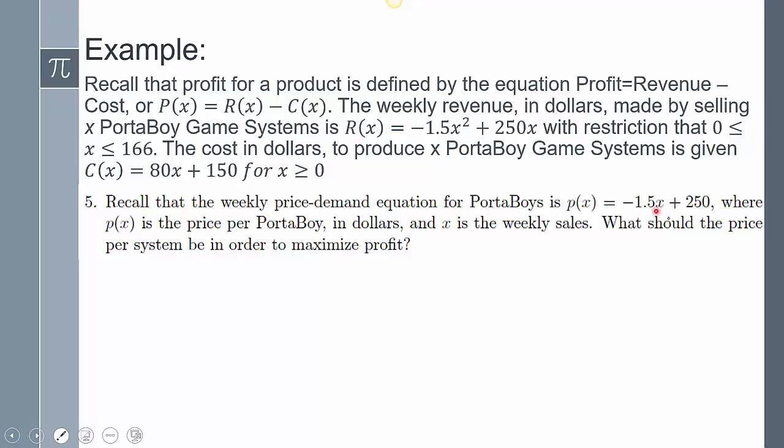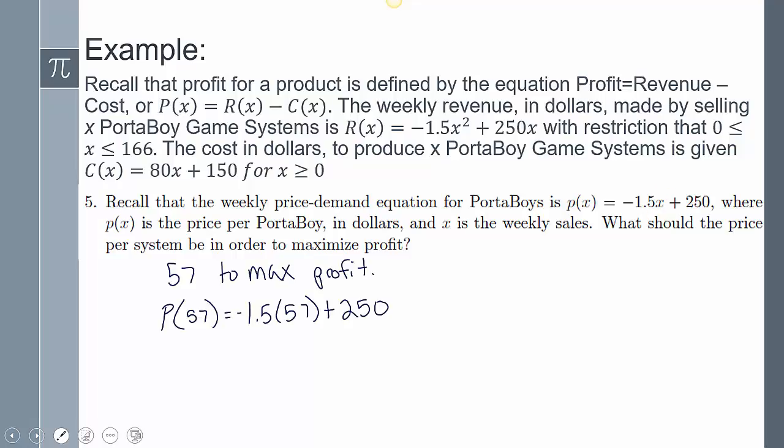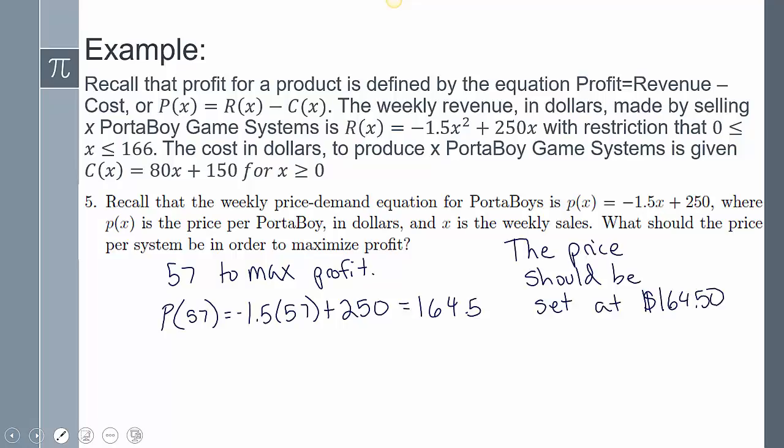And so we said that the way that we maximize profit is to sell 57 of them. So if I plug in 57 and simplify that, I'm going to get $164.50 as my result. And so the price should be set at $164.50.